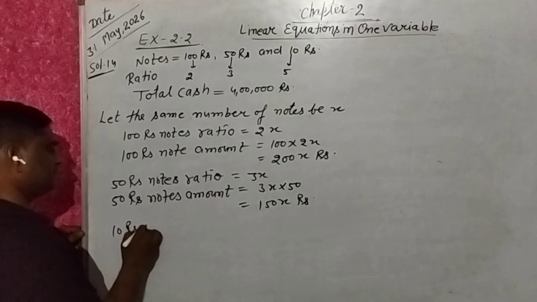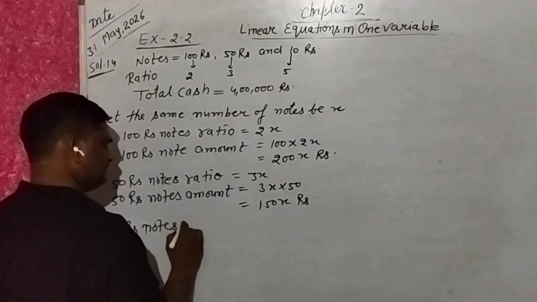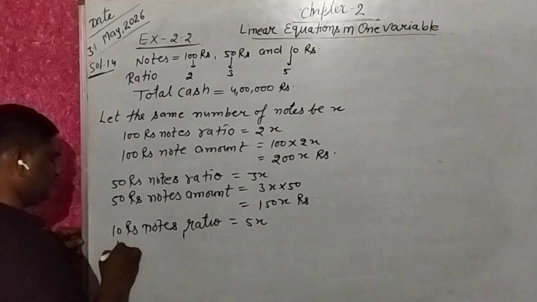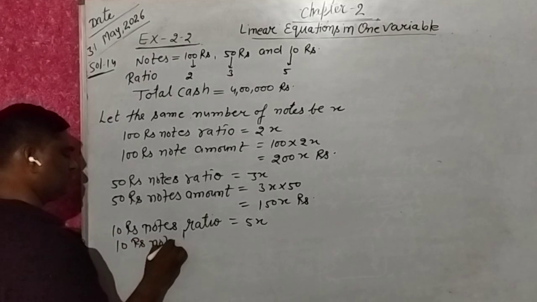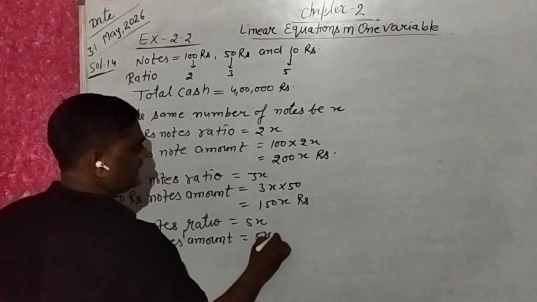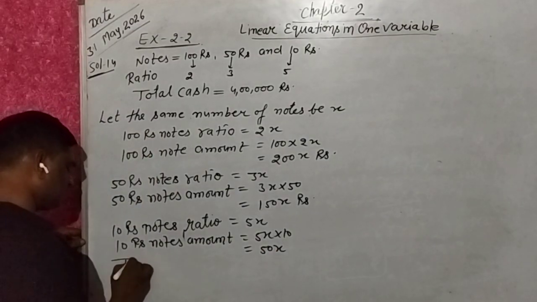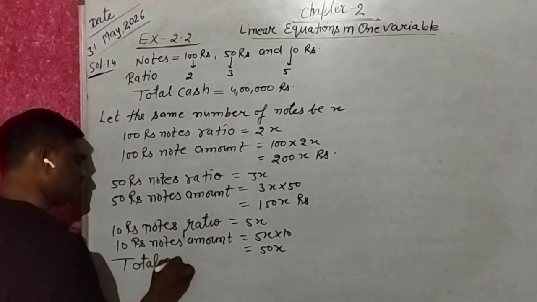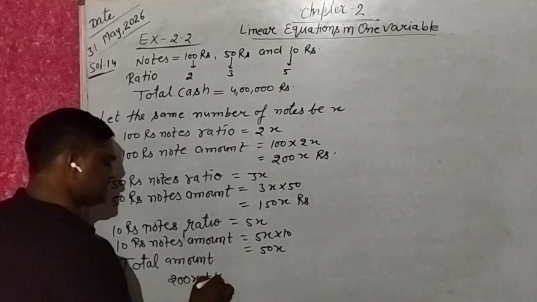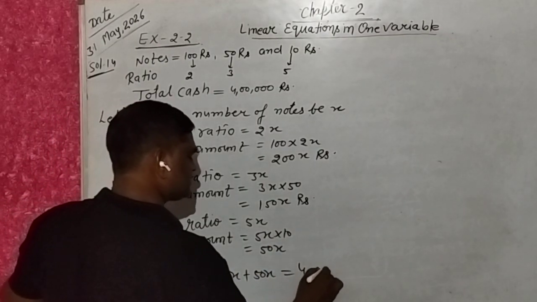The 10 rupees notes ratio is 5x, and the 10 rupees notes amount is 5x into 10 is equal to 50x. Total amount: 200x plus 150x plus 50x is equal to 4 lakh rupees.